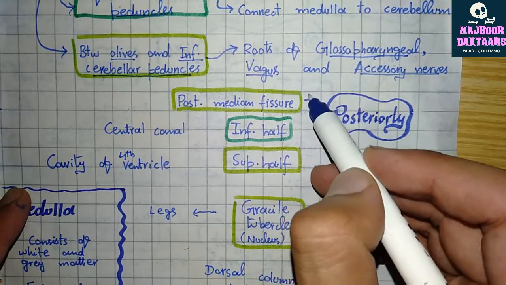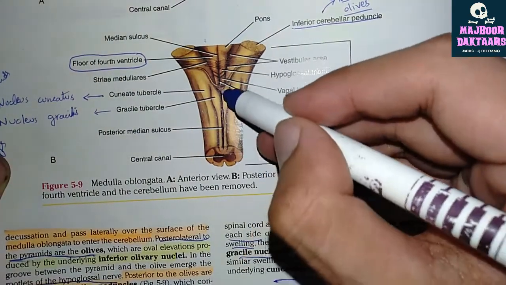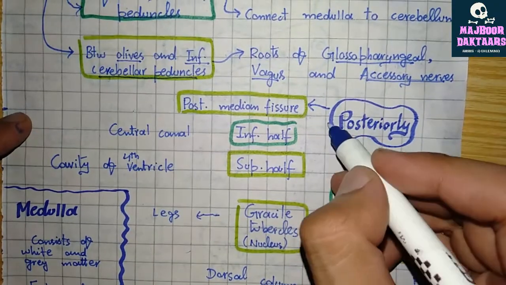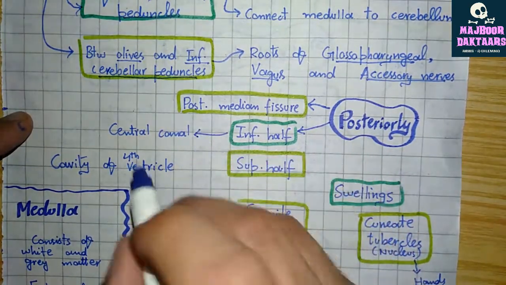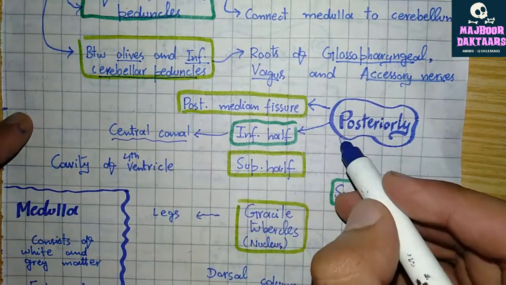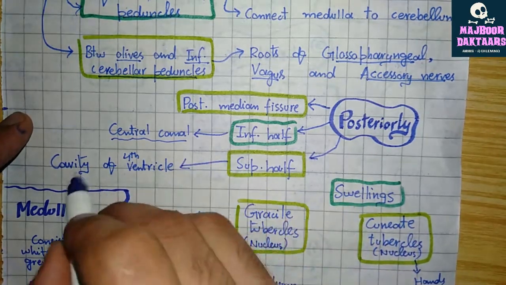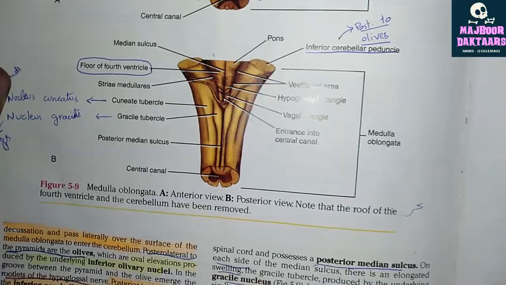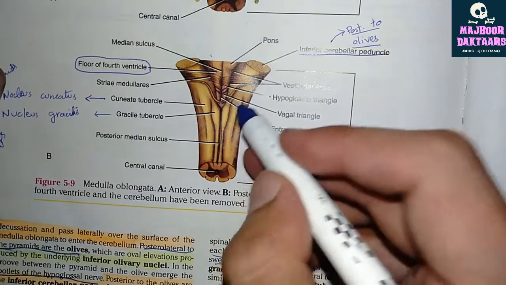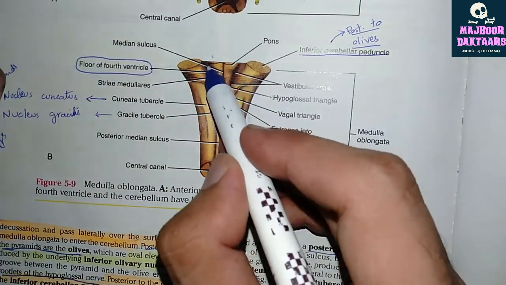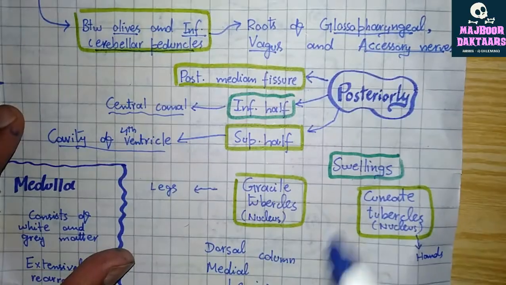Now, posteriorly we can see the posterior median fissure. Here is the posterior median fissure of the medulla. Now, the inferior half of the medulla on the posterior aspect contains the central canal, which is similar to the central canal of the spinal cord, while in the superior half, this central canal expands to form the cavity of the fourth ventricle. Here is the central canal in the middle of the spinal cord. Now this central canal moves upward and expands to form this area, which forms the cavity of the fourth ventricle.